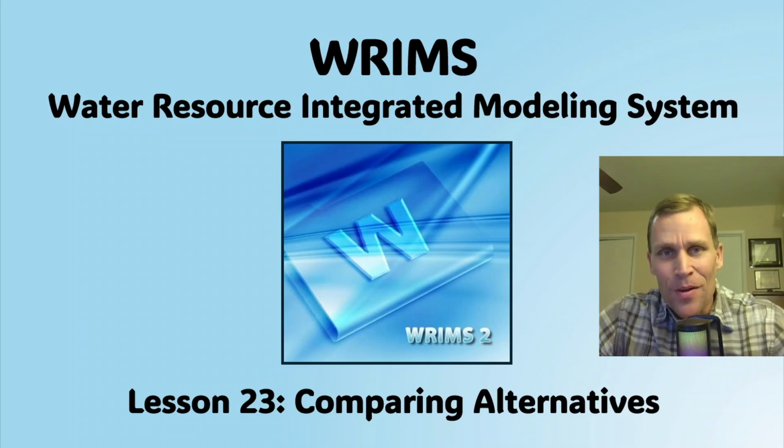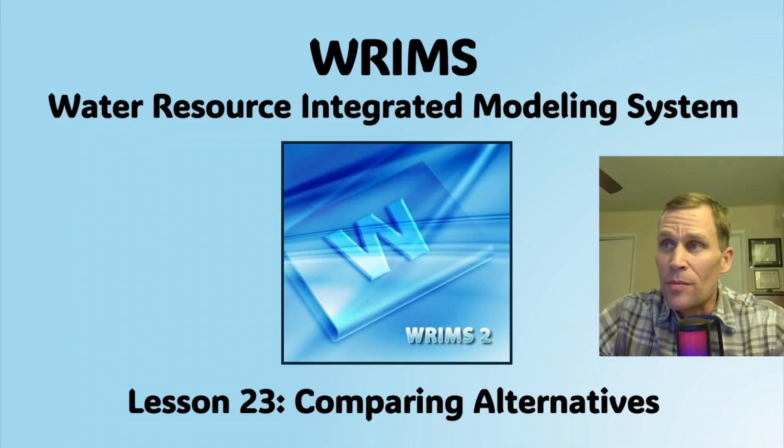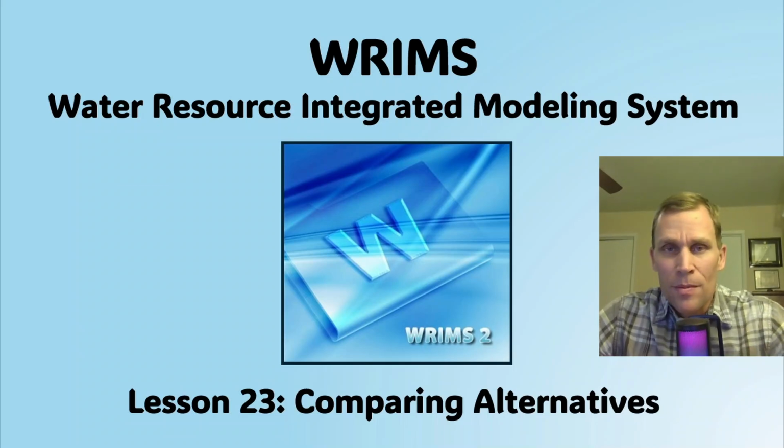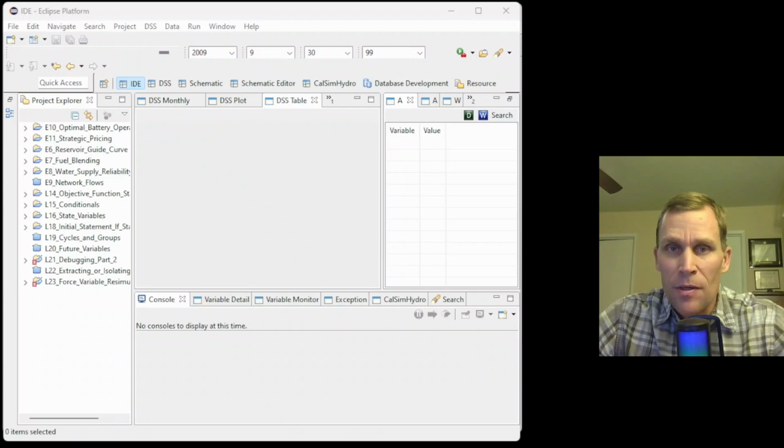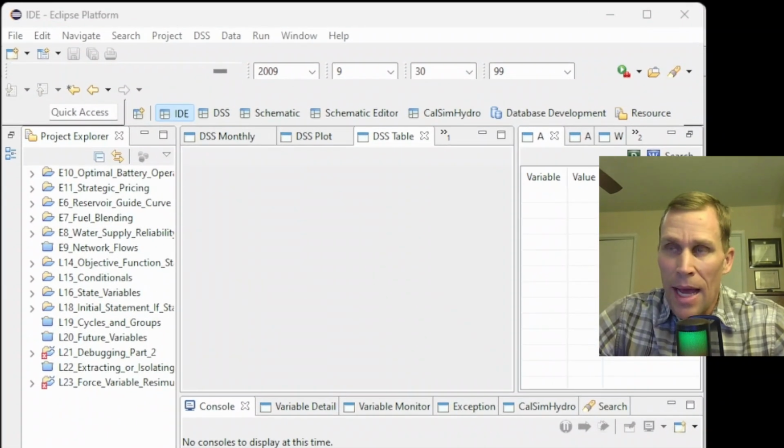Welcome and hello. This is a video lesson in RIMS, and in this lesson, we're going to be dealing with comparing alternatives. That is, comparing one specific set of model results with another set of model results. In this lesson, we'll demonstrate how, after running a model, we can arbitrarily change a specific model variable's value and then rerun the model again at that time step and evaluate how that change affects everything else in the model, such as the decision variable values and the objective function value.